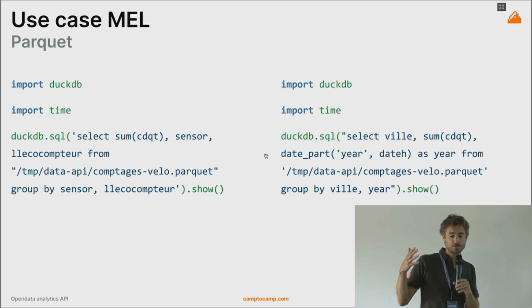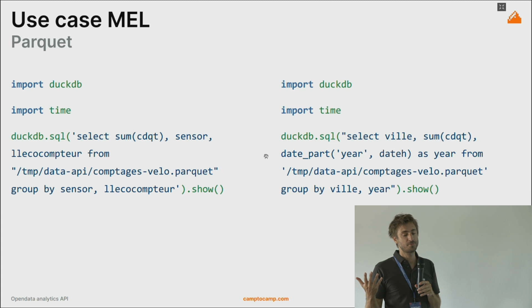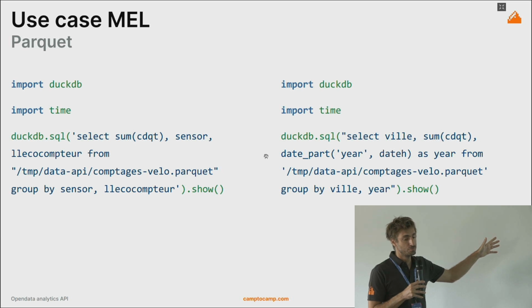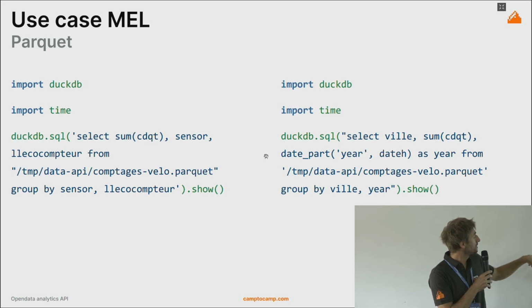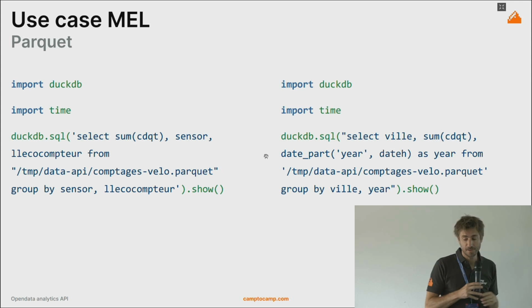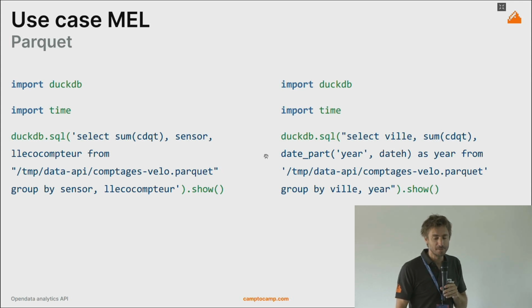So here, I transformed my data from Postgres to Parquet. And then I used Python to just test DuckDB and the columnar format performances. So it's the same queries. It's just that the FROM takes the Parquet file. So it's an implementation detail, I would say.